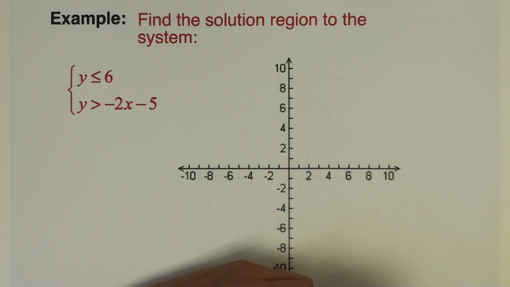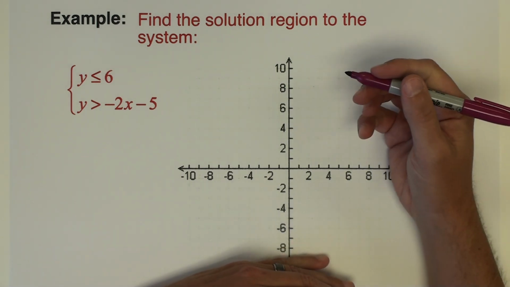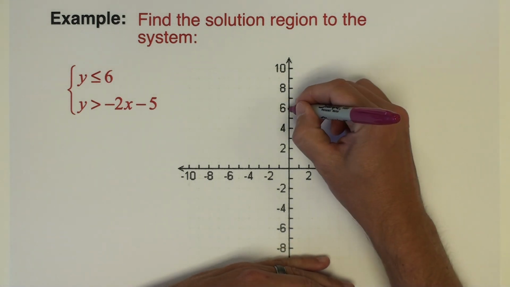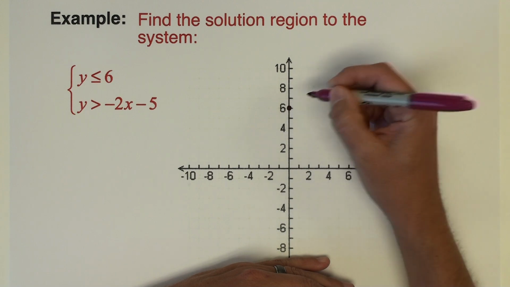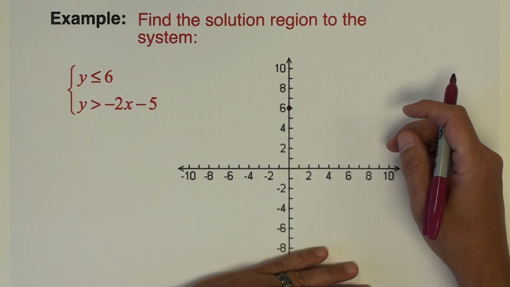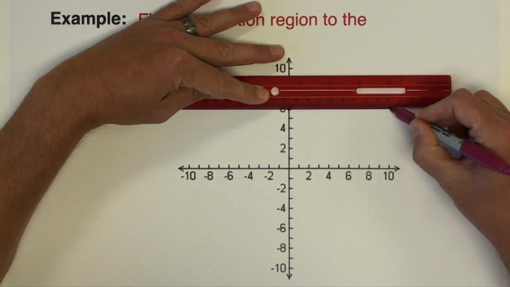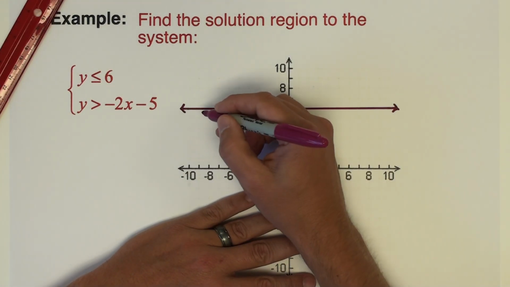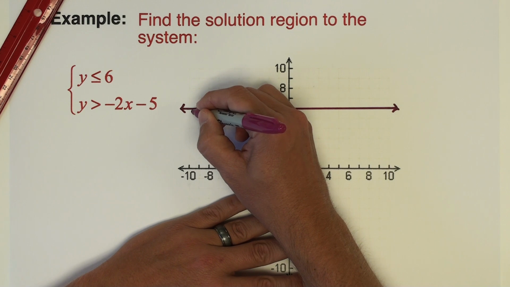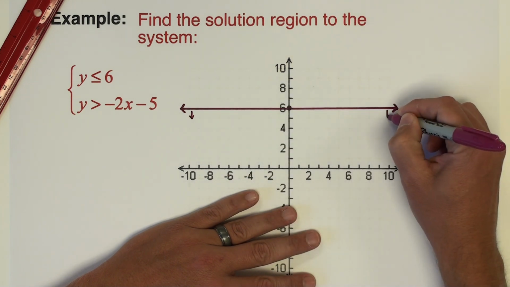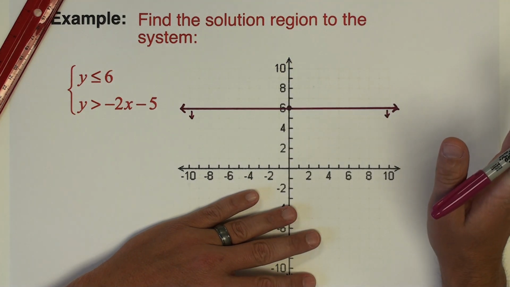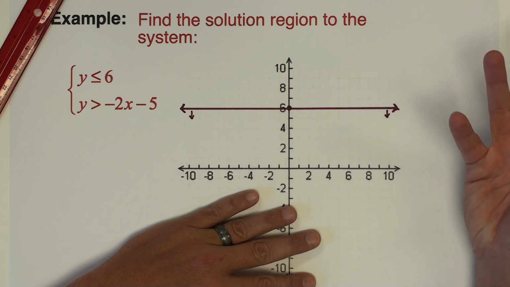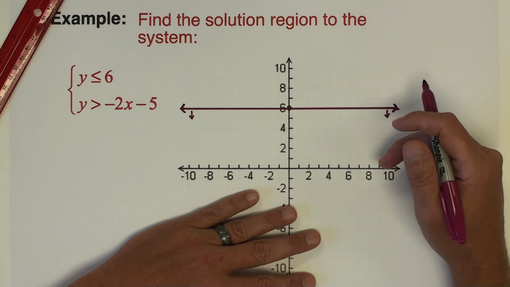So the first one is just y is less than or equal to 6. That's going to be a horizontal line at 6 on the y-axis. And because there's an equal to, it needs to be a solid line. Alright, because it says less than, we want everything that is beneath the line. So I'm going to do my shading below the line, but I'm not going to shade just yet until I have figured out where the other line is and where it is going to shade.